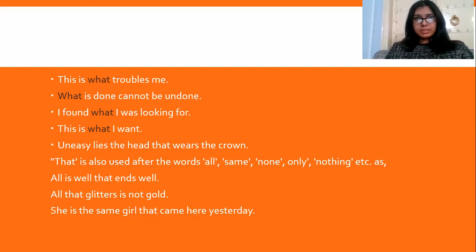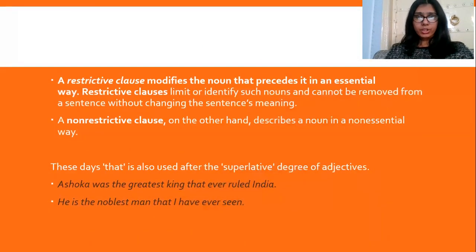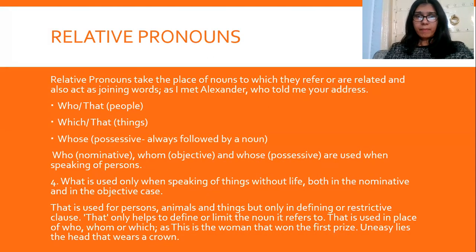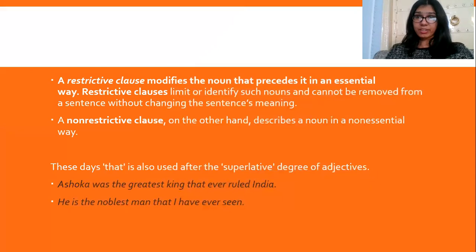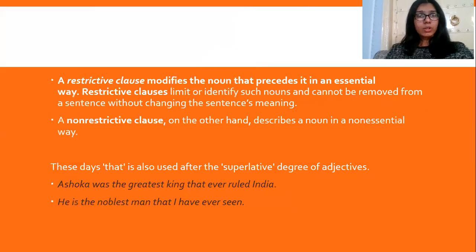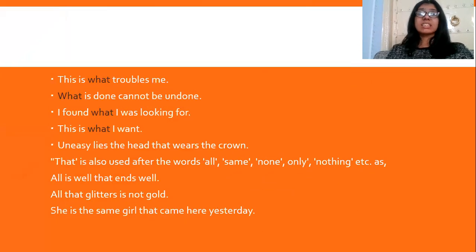We have certain examples. This is what troubles me. What is done cannot be undone. I found what I was looking for. This is what I want. Again, what we must note is that "what" is used when speaking of things without life, both in the nominative and objective case. So now we are using "what" here, saying this is what troubles me.